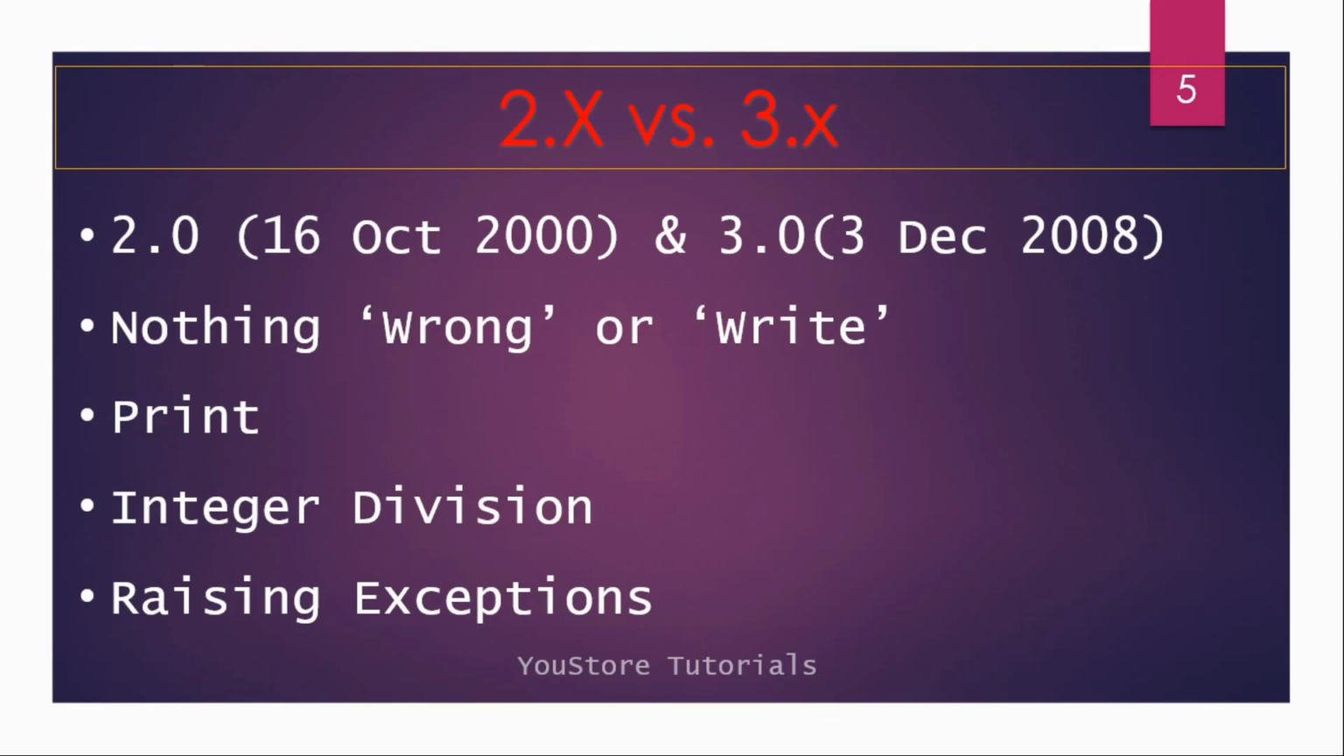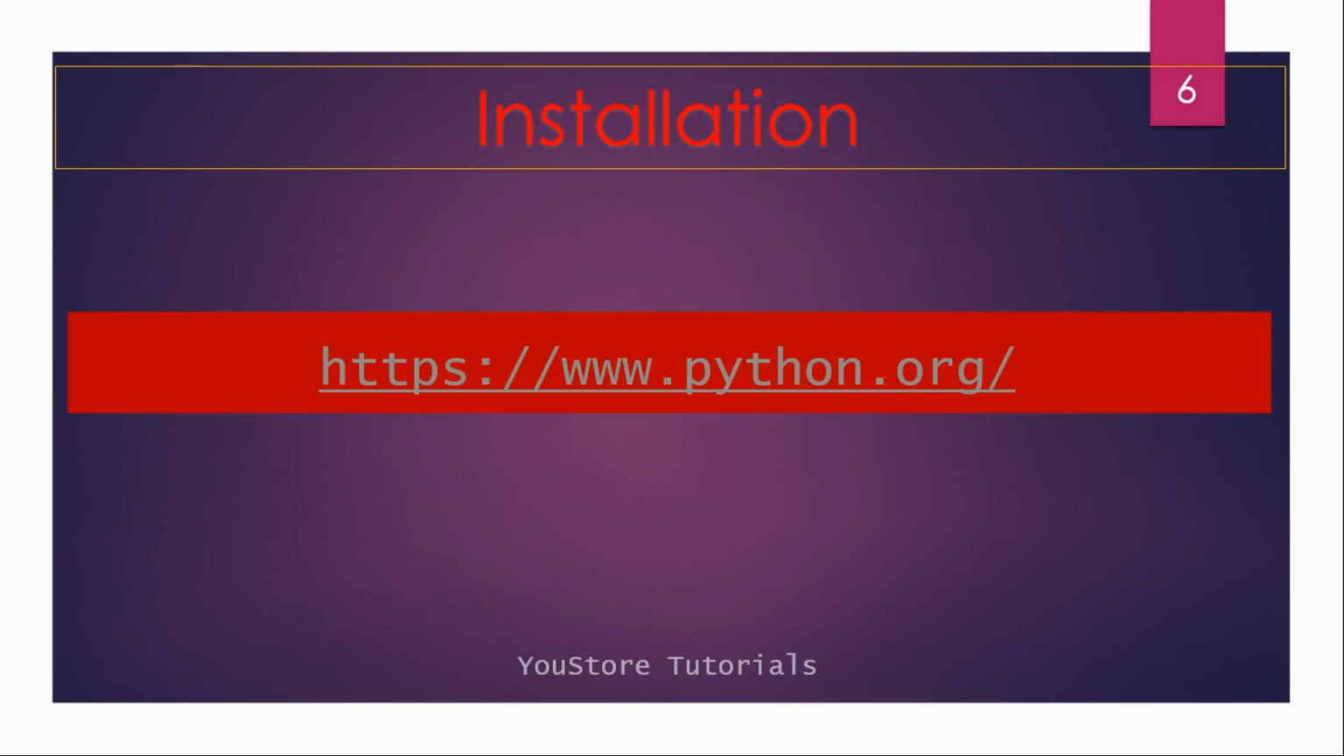If you really want to learn Python, let's pick up any of the version and install on your system and let's start working. The difference between 2.x and 3.x is only the syntax of the functions like print, the result of integer division, and the raising exception syntax. So don't confuse between 2.x or 3.x. Let's take any of the version and let's start working. The next step is installation of Python on your system.